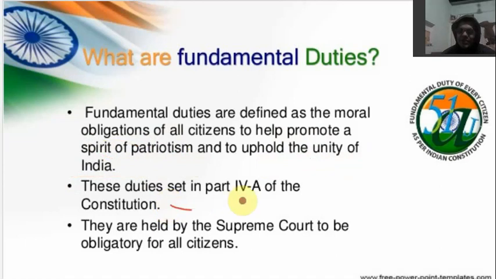The second thing is that these duties are set in Part 4A of the Constitution. What else is in Part 4? If you remember, Part 4 has DPSPs, directive principles of state policy. If you are revising, you may remember it. These are two separate things. Part 4 has DPSP, Part 4A has FDs, fundamental duties, and they are held by the Supreme Court to be obligatory for all citizens. Just like rights are given to everyone, fundamental duties are obligatory for everyone as well. Everyone has to abide by certain rules, certain obligatory duties.